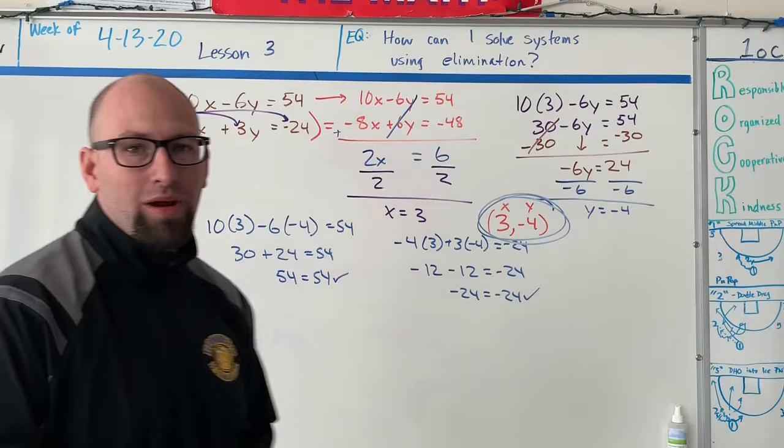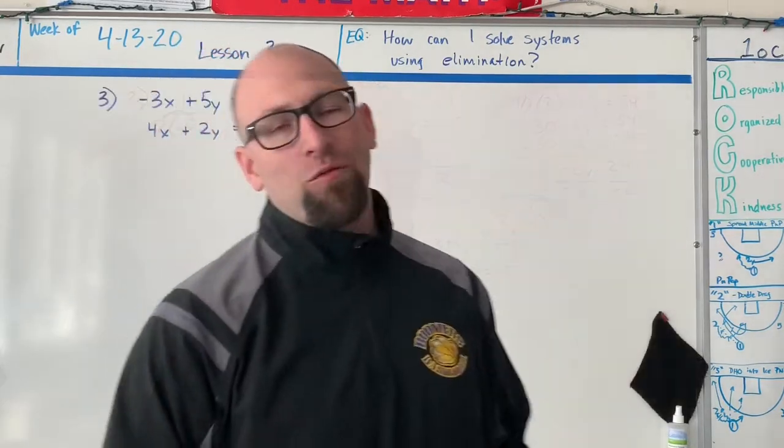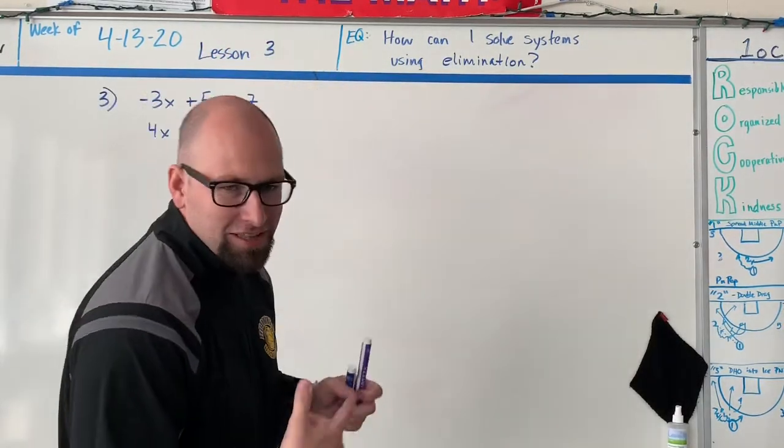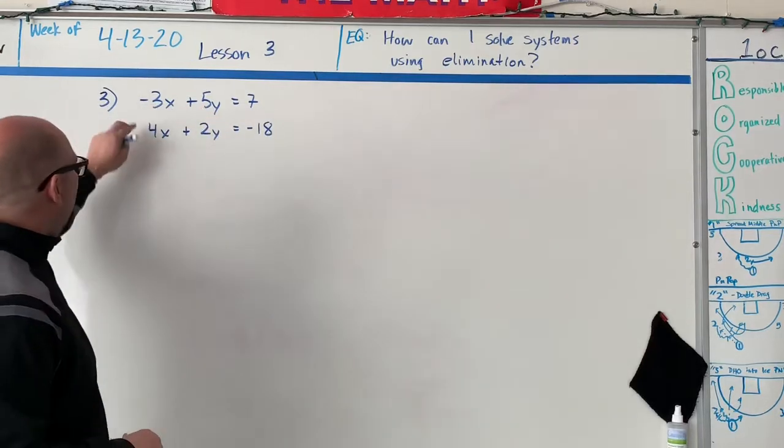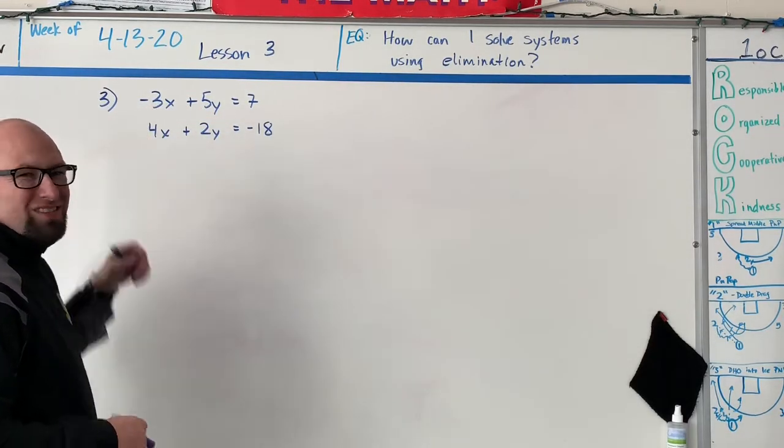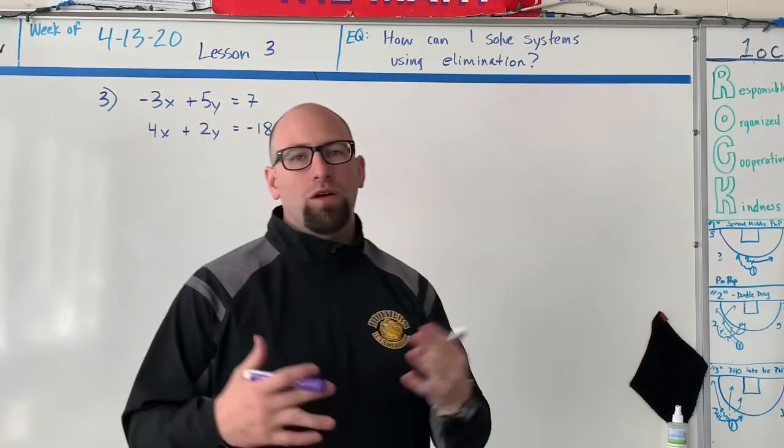I'm gonna do one more where we have to multiply both. Here we go, number 3. I'm really excited about this. I just love this stuff. So right now we've got negative 3 and 4. Okay, what's the number that just pops in your head? Like, okay, what do we have to get to?